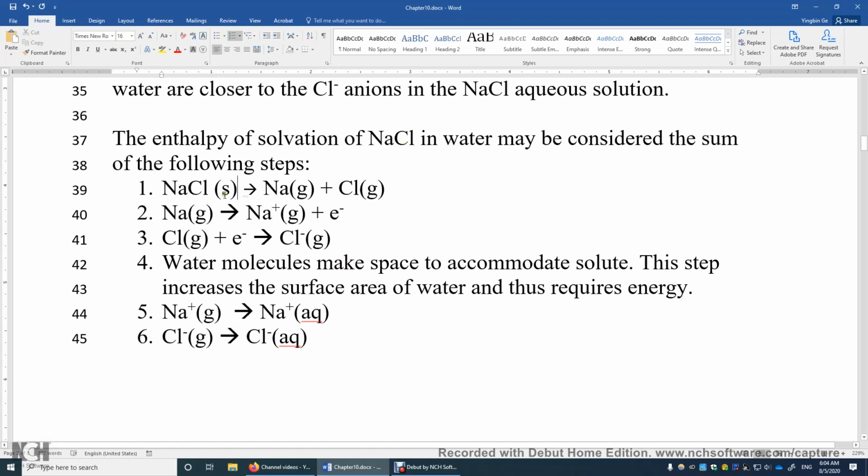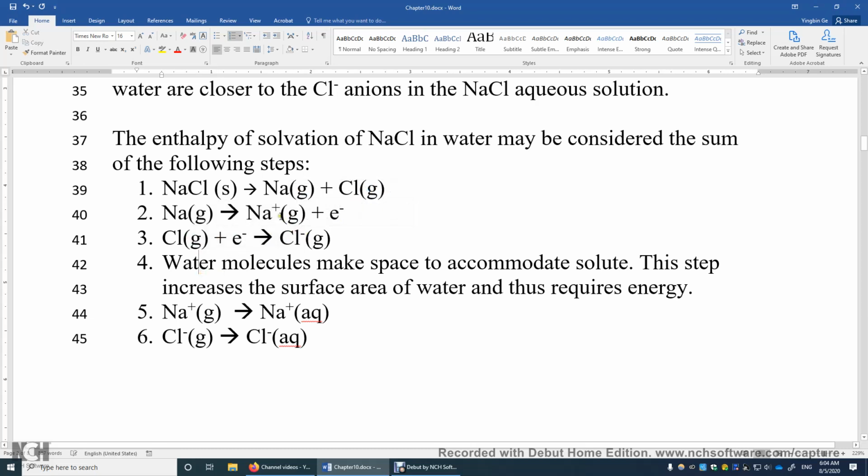So first, you need to break some ionic bonds in sodium chloride solid to produce sodium atom gas and chlorine gas. I think you can do this step by heating up sodium chloride to make these atoms in the gas phase. And then you look up the ionization energy of sodium and the electron affinity for chlorine.